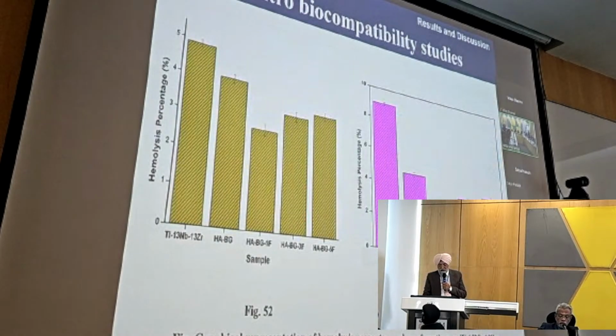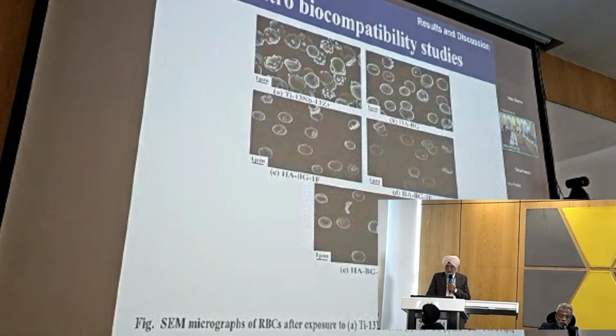Similarly, in vitro biocompatibility is higher when we use 1% Fe3O4. In vitro biocompatibility, just see the structures which are more uniform, related to these components.